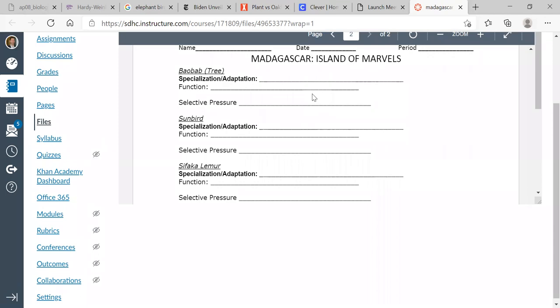The baobab. This one should have been easy. It's a big fat tree. Why is it a big fat tree with a big fat trunk? Because it retains water. Why does it need to retain water? What's the selective pressure? The environment. Very, very dry climate. All right, the sunbird. It has a beak that can pierce the bottom of a flower to steal the nectar. The selective pressure can just be availability of food, you know, resources, competition for food.